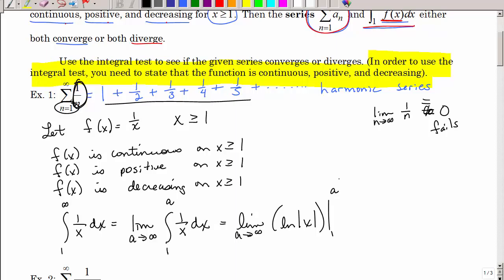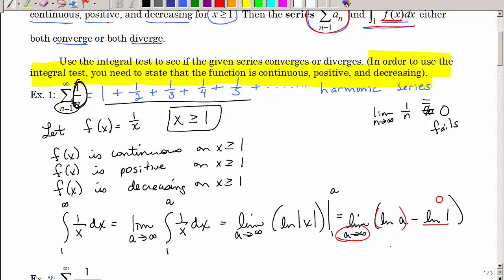Now, truthfully, we really don't need that absolute value since we've restricted a to be greater than or equal to 1, but just kind of by habit, I put it. Okay, so this is going to be the limit as a approaches infinity of the natural log of a minus the natural log of 1. What's happening here? Well, this is 0. What's happening there? As a approaches infinity, that's going to approach infinity. So this limit does not exist, or you could say it goes to infinity. But since the limit does not exist, we would say this integral diverges.